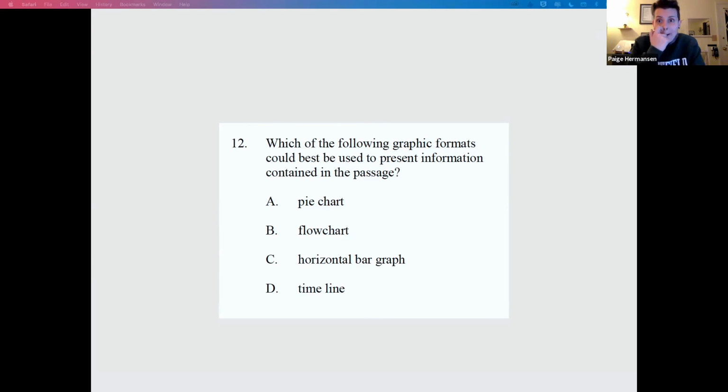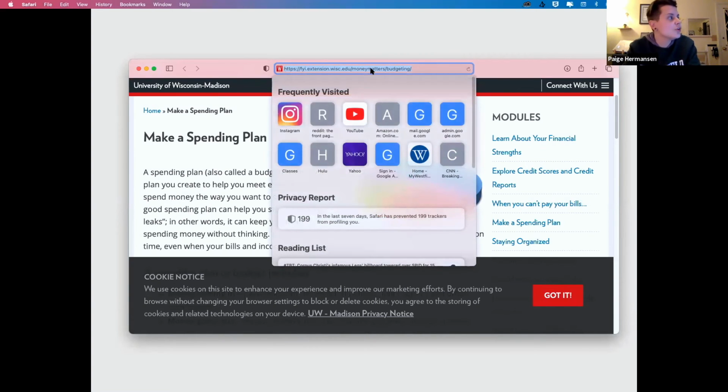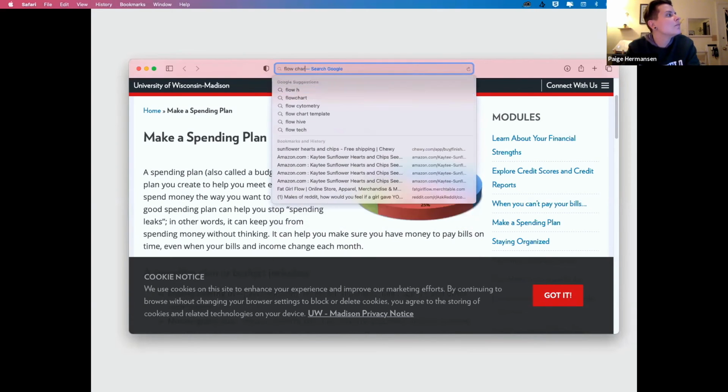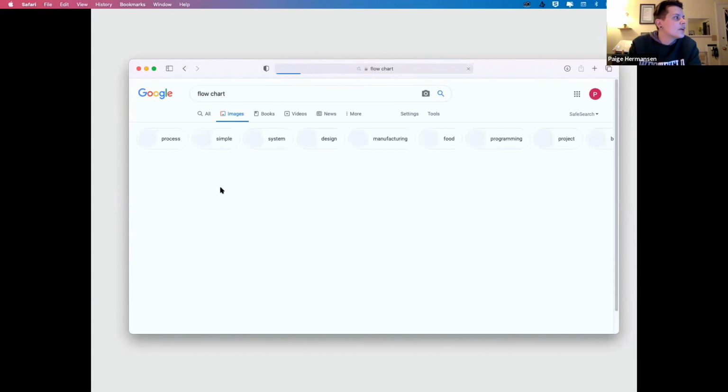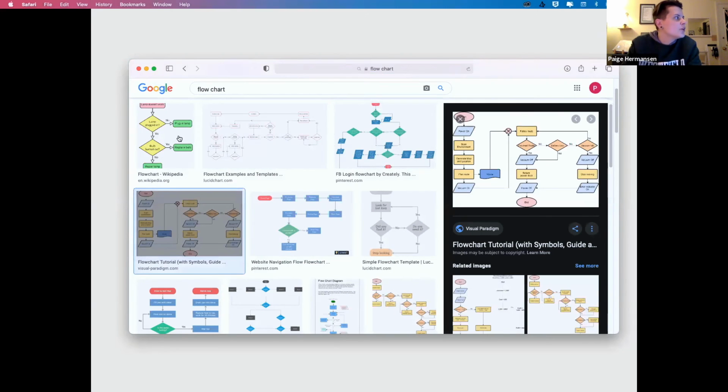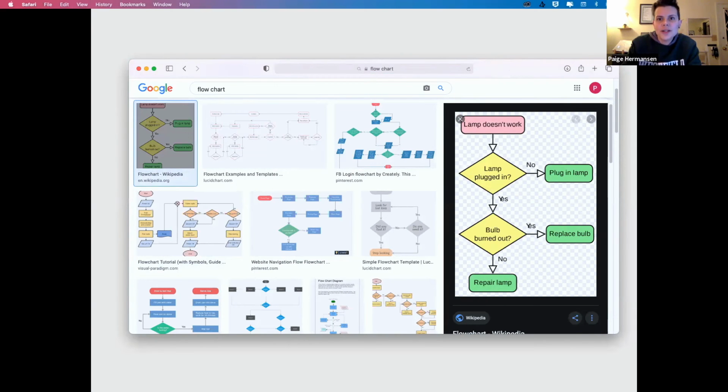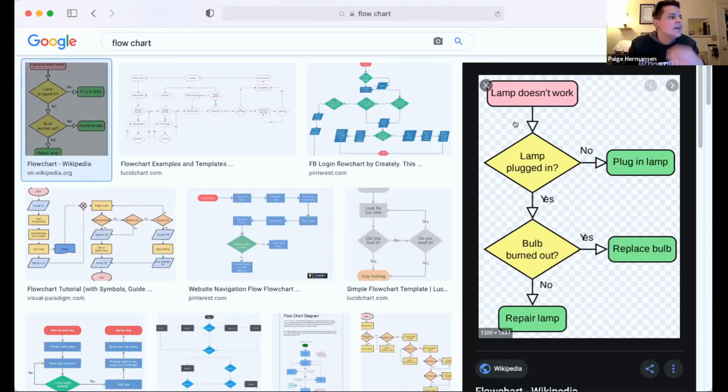We have flow chart. A flow chart is best for describing processes, right? Or graphically representing processes. So let me show you what that might look like. A flow chart, as you can see here, this is what you could do if your lamp doesn't work. You could follow a flow chart, right? Let's take a look here. If your lamp doesn't work, what can you do? Is the lamp plugged in? No, you can plug it in. Is it plugged in? Yeah. Is the bulb burned out? No. If not, you need to fix it. If the bulb is burned out, you replace the bulb, right? So flow charts are best for describing processes, yeah?